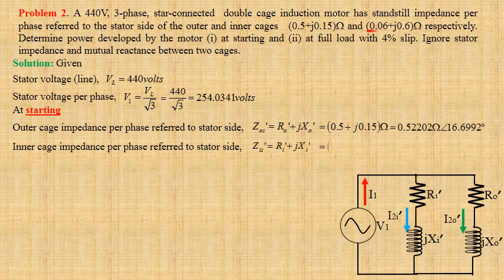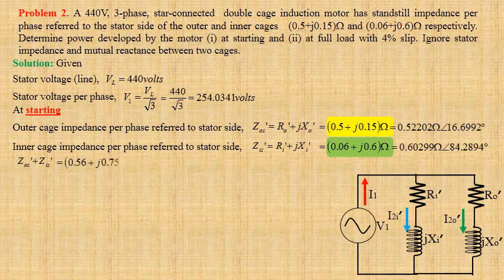Inner cage impedance per phase referred to stator side ZIS dash equals RI dash plus jXI dash, that is equal to 0.06 plus j0.6 ohm. This may be written in polar form as 0.60299 ohm at an angle 84.2894 degree. Let us now calculate ZOS dash plus ZIS dash. Using values we get 0.56 plus j0.75 ohm. This may be written in polar form as 0.936 ohm at an angle 53.2525 degree.